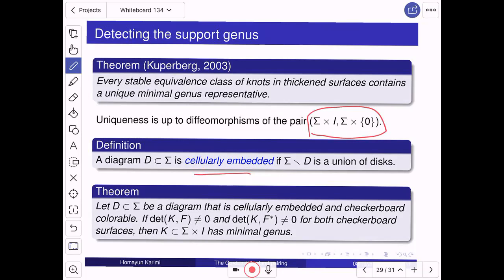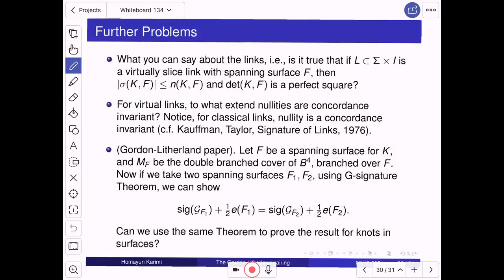So the theorem that we have here is that if you start with the diagram D, which is cellularly embedded and checkerboard colorable, remember in this case we have two spanning surfaces for the knot. So we have a pair of determinants. If both of them are non-zero, then the knot K has minimal genus. And that was my last application.